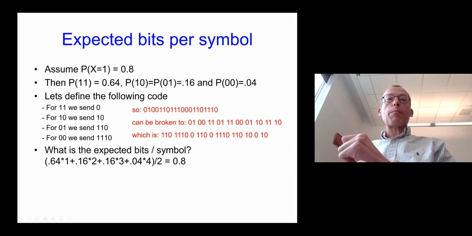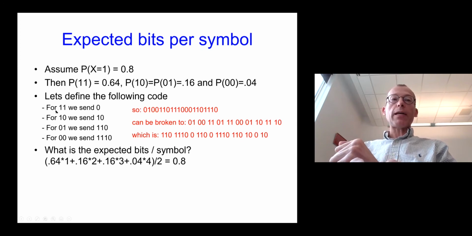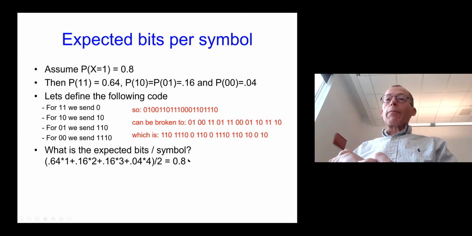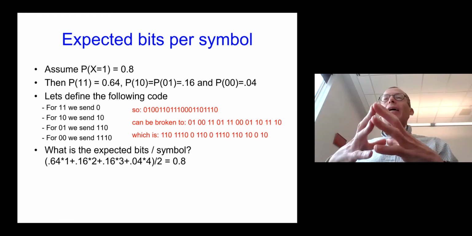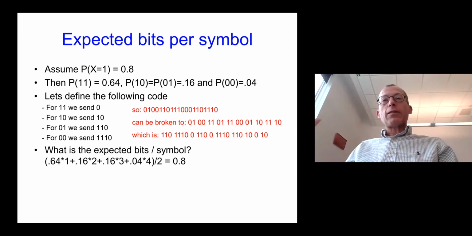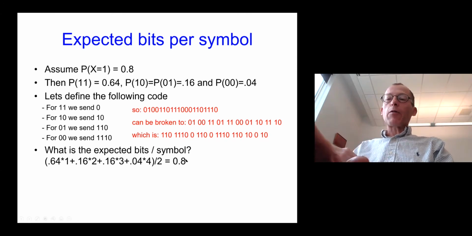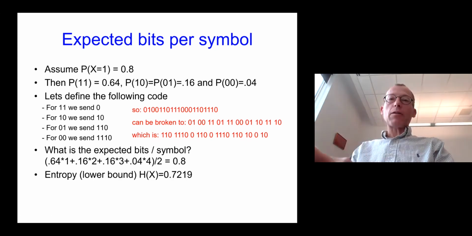So if the pair that I got was 1, 1, I'm sending 1 bit. If the pair that I got was 1, 0, I'm sending 2, and so forth. So what I'm getting is 0.8 bits on average per coin flip. So this is less than 1, right? So if the probability of a coin flip is 0.8, then the expected number of bits in this method is 0.8. The entropy, by the way, of 0.8 is 0.72. So this is slightly higher than the entropy.